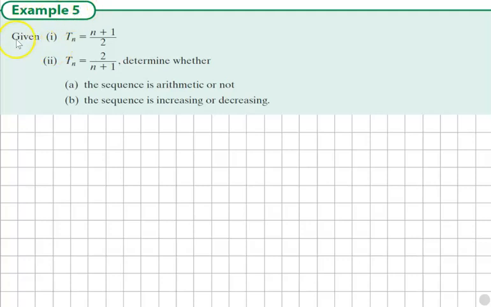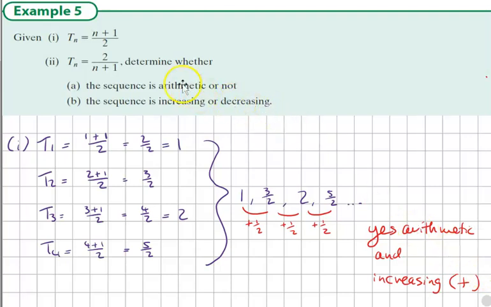Example 5. Given Tn equals (n plus 1) over 2 and Tn equals 2 over (n plus 1), determine whether A, the sequence is arithmetic or not, and B, the sequence is increasing or decreasing. So there's two ways to work out this question. I think this version is the easier way, and I'll show you an algebraic version in a minute.